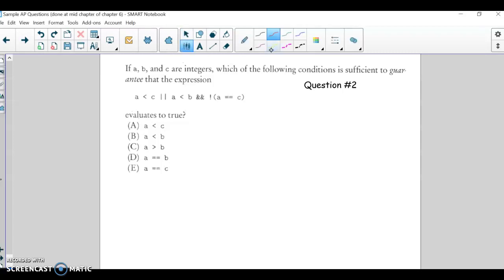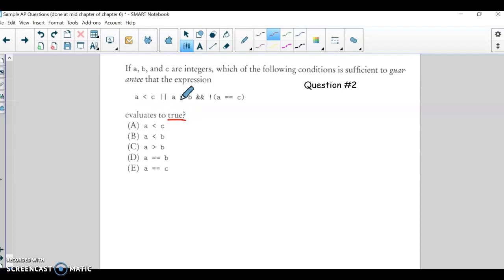Okay, here's your answer to question number 2 from the sample AP questions. And again, hopefully you've already tried this and are now just watching this video. It says, which of the following conditions is sufficient to guarantee that this comes out as true?